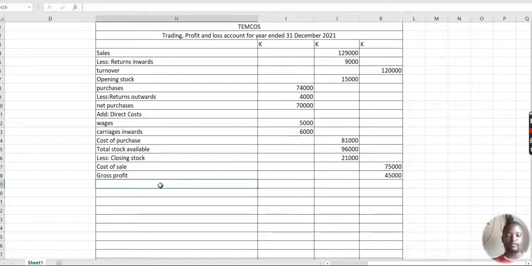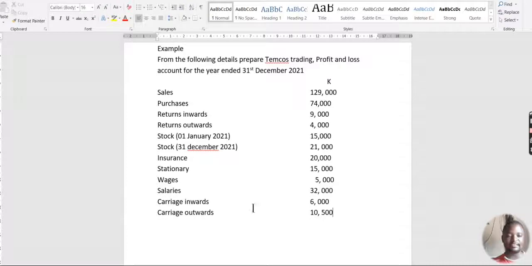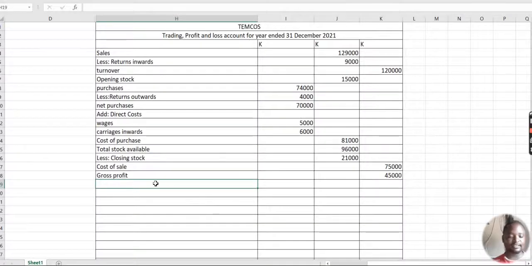From there, we are going to say add gains. Now, before we say add gains, we should go and check, do we have gains there? Let's check if we have gains. No, we did not have any gain. So we'll just go directly into subtracting. So let's go back there and say less expenses.